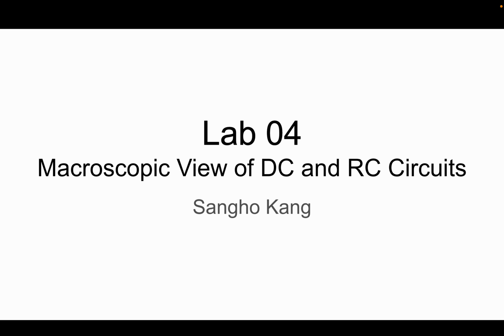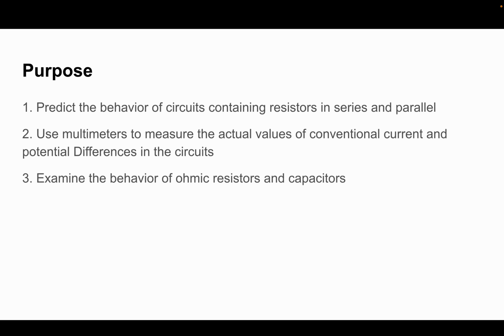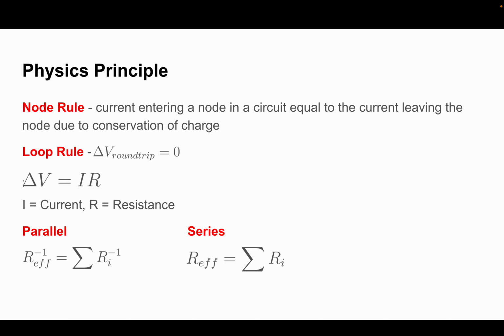Lab04, macroscopic view of DC and RC circuits. So our purpose is to predict the behavior of circuits containing resistors in series and parallel, and we use multimeters to measure the actual values of conventional current and potential differences in the circuits, and we examine the behavior of ohmic resistors and capacitors. So these are the physics principles we're going to apply.